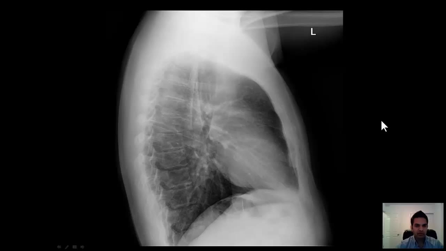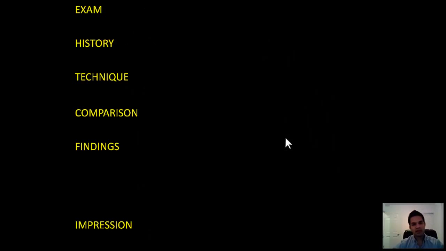So now that we've gone through a nice search pattern for both the PA and lateral view, now we can go ahead and look at how we would report this. Again, it's also important that you compare what you're looking at with a prior chest radiograph and make sure that the findings are stable or changed, and it's very helpful for the radiologist to look at priors.